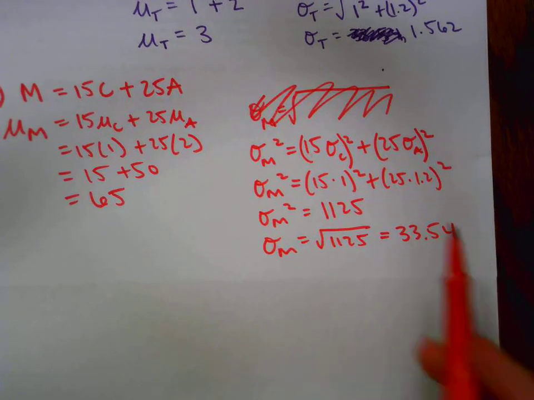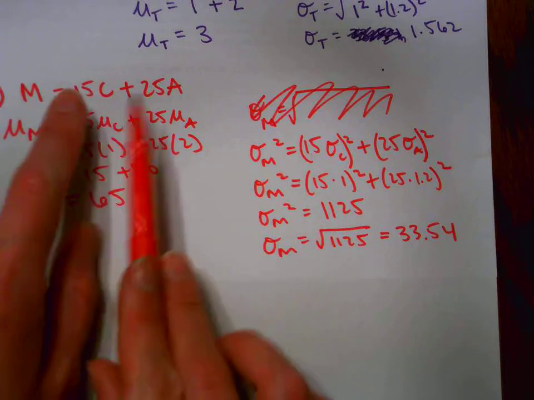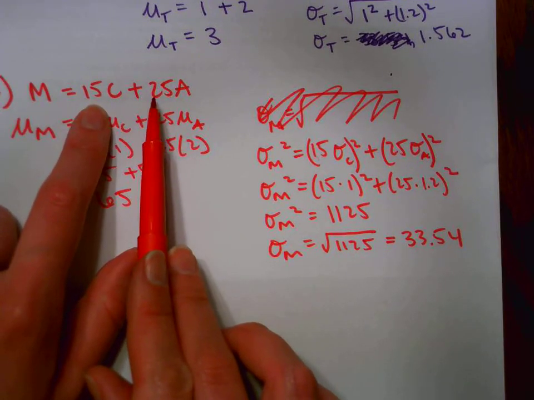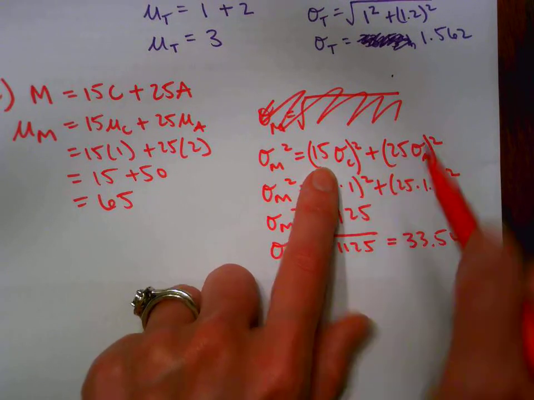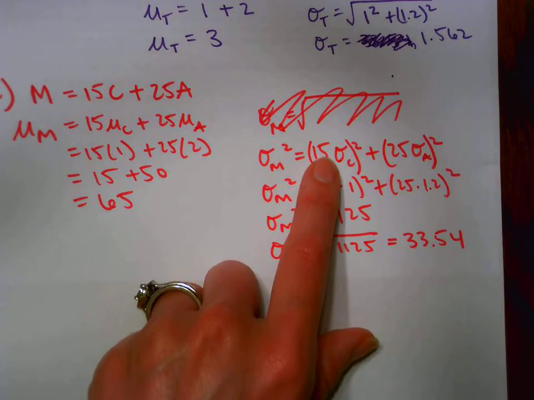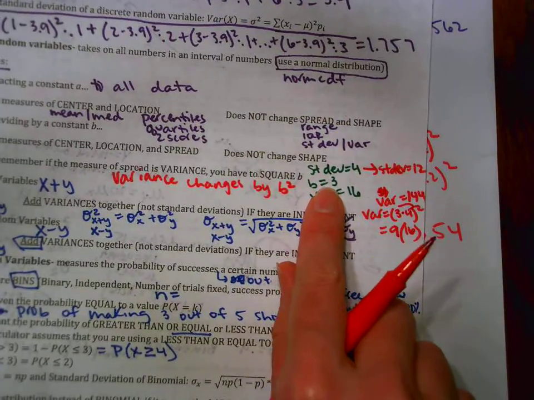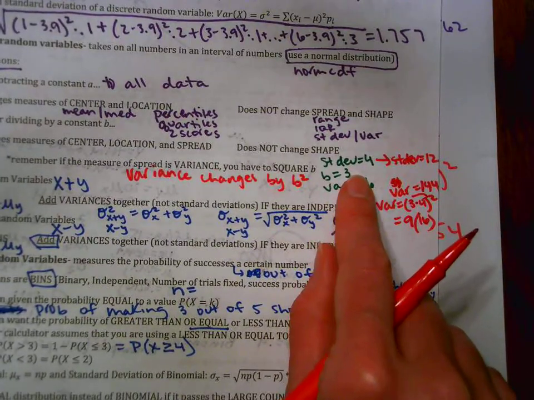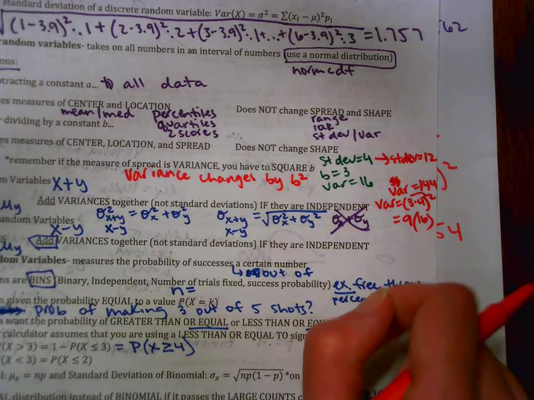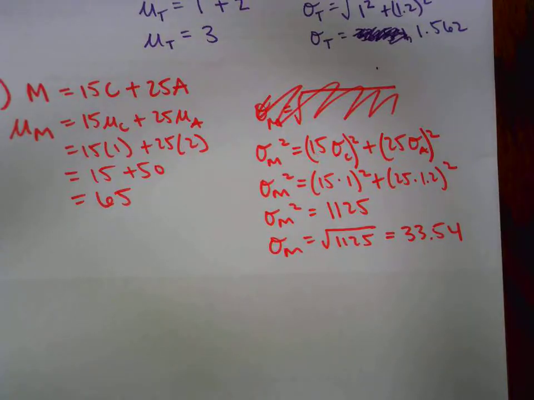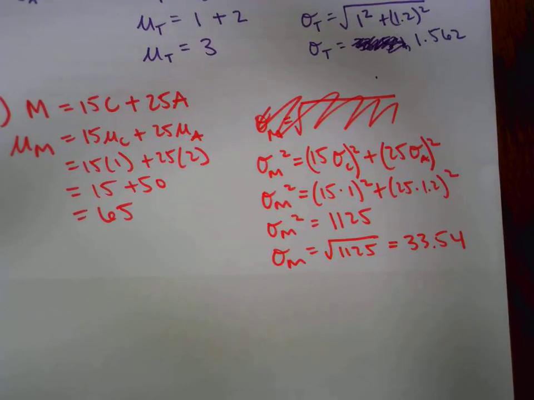So just make sure if you're multiplying by a constant, you are multiplying the standard deviation by that constant. You have to also square it if you're going to get variance. That is what I was trying to talk about here when we were reviewing, right? You're multiplying the variance by your constant squared. And I think that covers everything for that one.